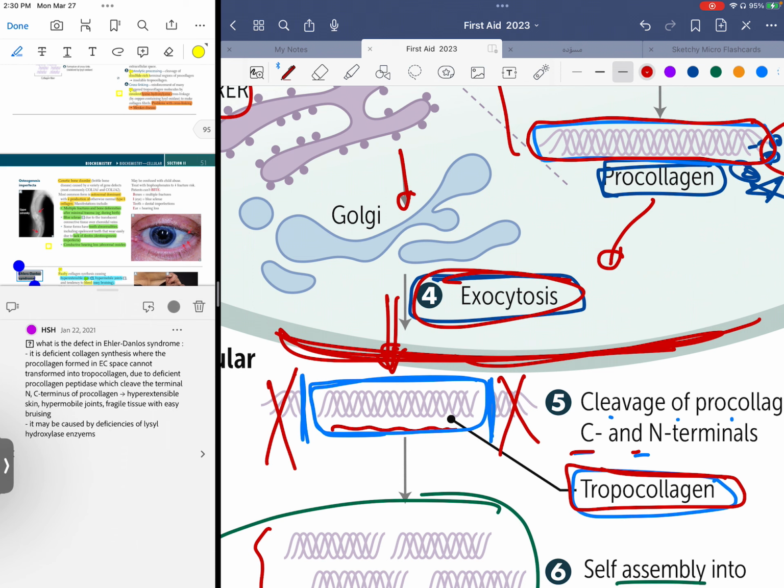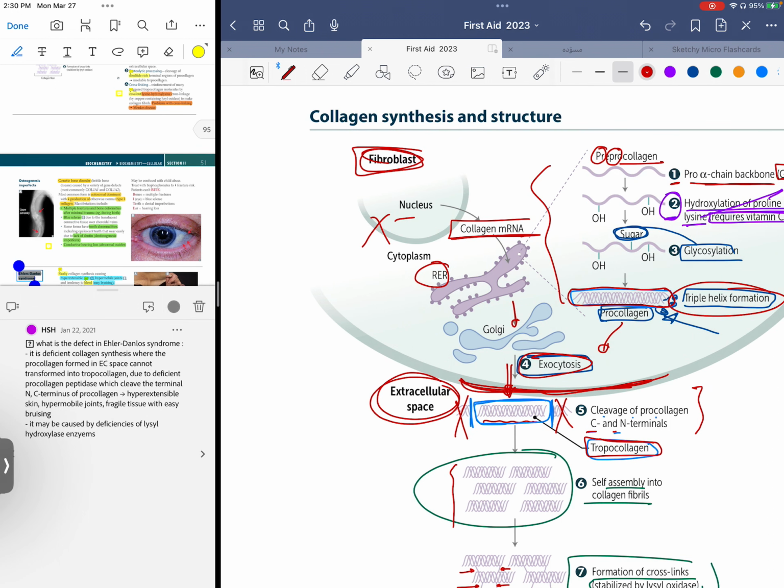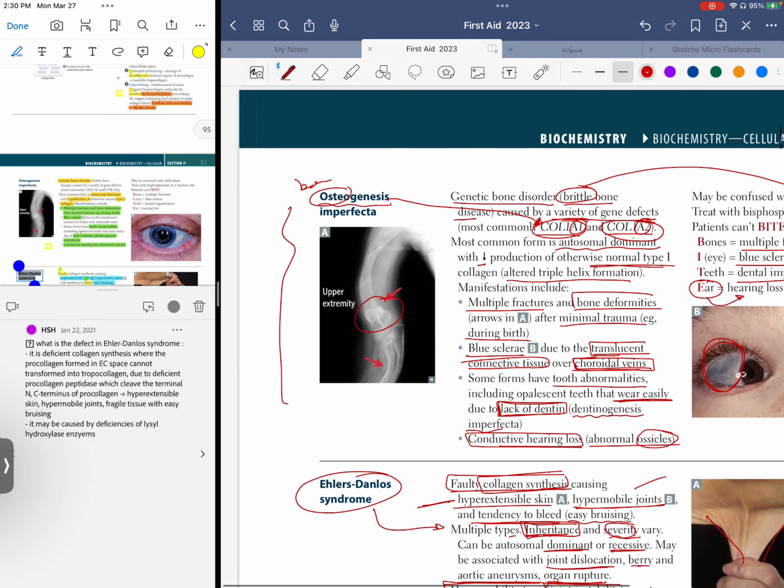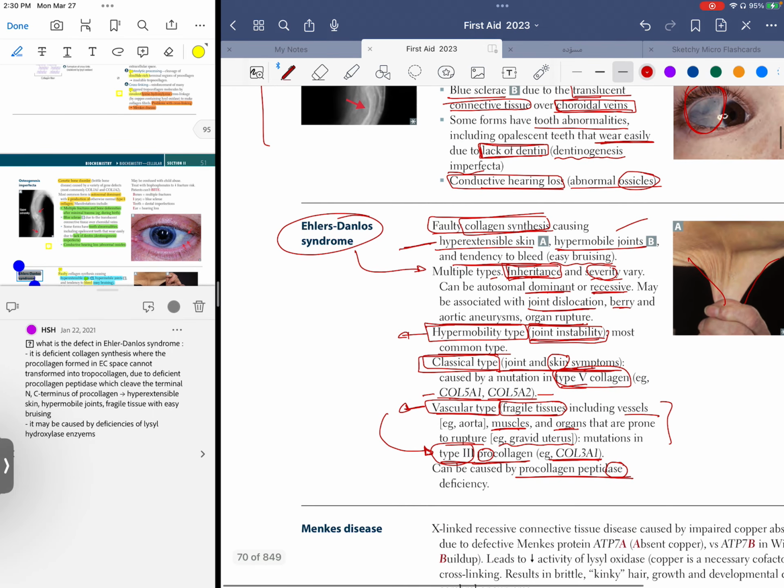It's deficient in the collagen synthesis because the procollagen formed in the extracellular space, that goes out into the extracellular space over here, cannot be transformed into tropocollagen due to the deficiency of that enzyme, leading to hyperextensible skin, hypermobile joints, and fragile tissues with easy bruising. It may be caused by deficiencies from other enzymes, just like the lysyl hydroxylase enzyme.